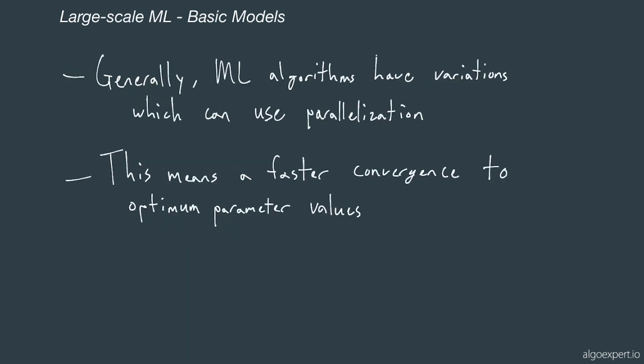So what we're getting at here is that there's generally going to be some use or benefit of parallelization to these basic machine learning models. By basic here, I mean anything but deep learning. So these parallelization techniques often result in a faster convergence to the optimal parameter values. This means that we can train for less time and potentially have better models for the same amount of time.